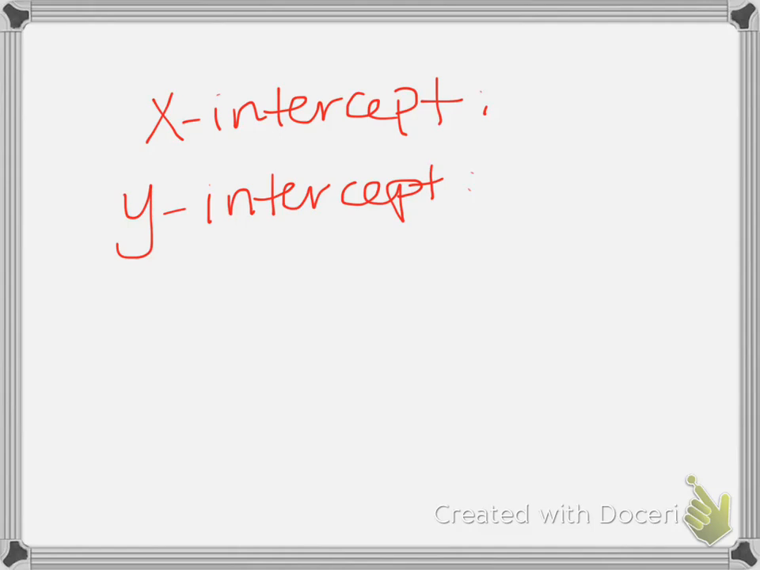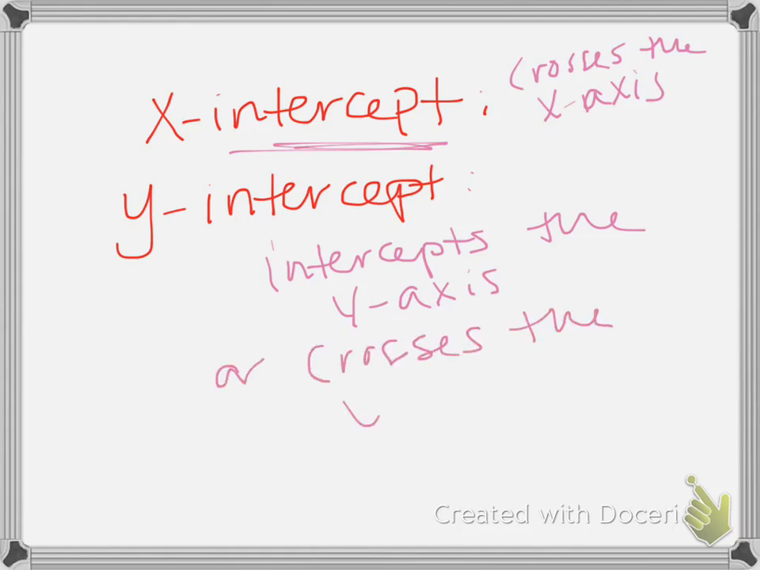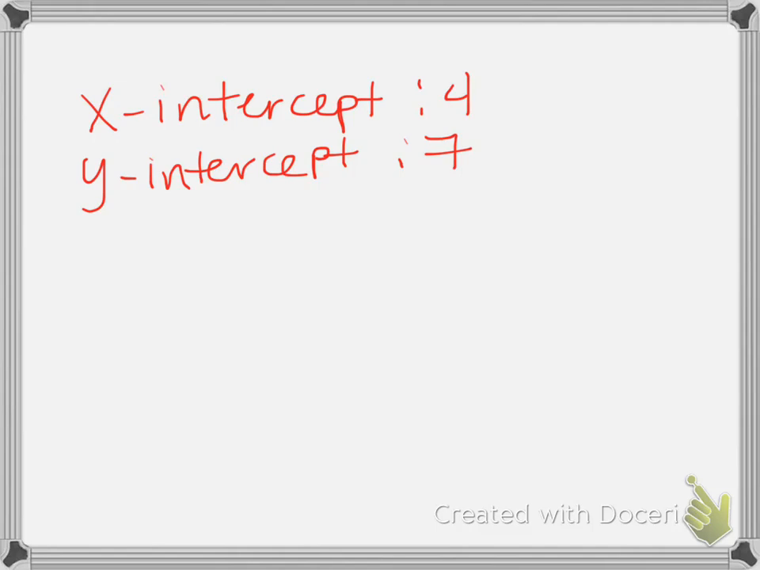When we're talking about standard form, we're going to be finding our x-intercepts and our y-intercepts. The x-intercept is where it crosses the x-axis, where it intercepts the x-axis. The y-intercept is where it intercepts the y-axis, or where it crosses the y-axis. So we're going to find the 2 points that cross the x-axis and the y-axis, and we're going to be graphing these.